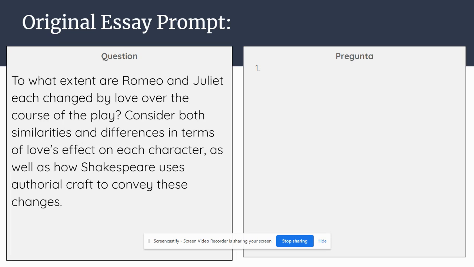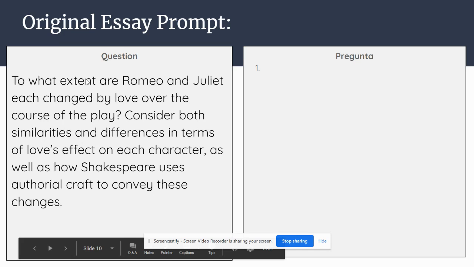Since this week we are revising the essay, let's refresh ourselves with the prompt and what we were supposed to answer in our previous writing. To what extent are Romeo and Juliet each changed by love over the course of the play? Consider both similarities and differences in terms of love's effect on each character, as well as how Shakespeare uses authorial craft to convey these changes.